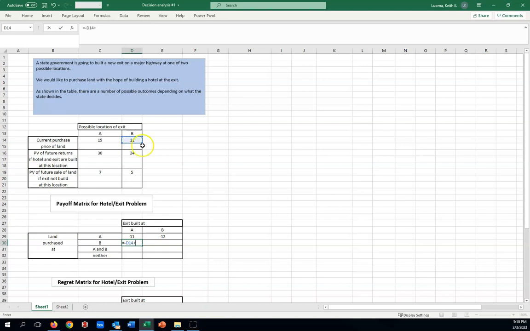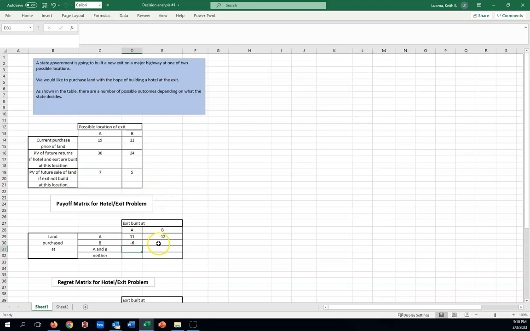And let's figure out, did we do well, get 24? Did we not do so well and get 5? Well, we purchased B, and here the exit was built at A, so unlucky here. We would sell the land for $5 million, and that would happen, as you can see, at a loss here.